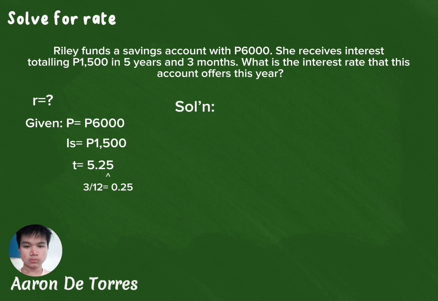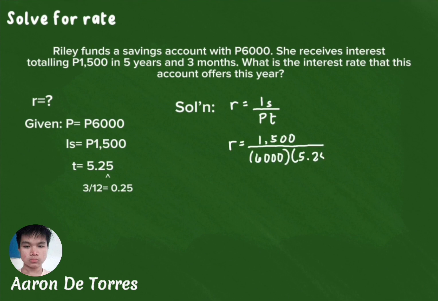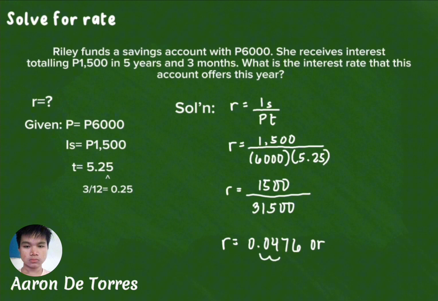To find the rate offered by this account, we're going to use the formula rate equals simple interest divided by principal times time. So we have rate equals 1,500 divided by 6,000 times 5.25. So 6,000 times 5.25 is equal to 31,500. And 1,500 divided by 31,500 is equal to 0.0476. If we convert this into a percentage, you just have to move the decimal 2 places to the right, so it will be 4.76%. So the rate that this account offers per year is 4.76%.